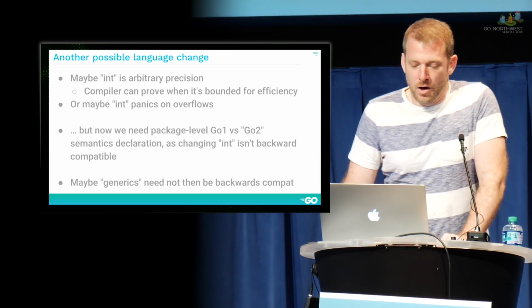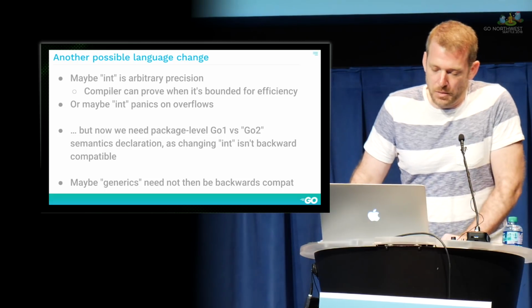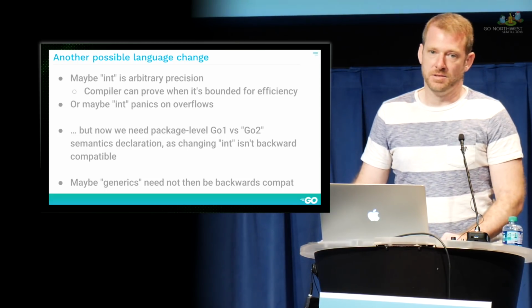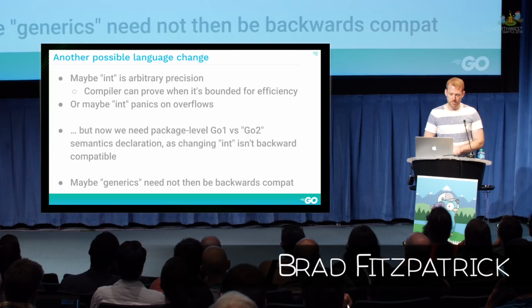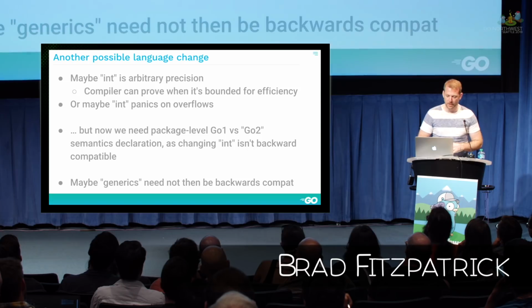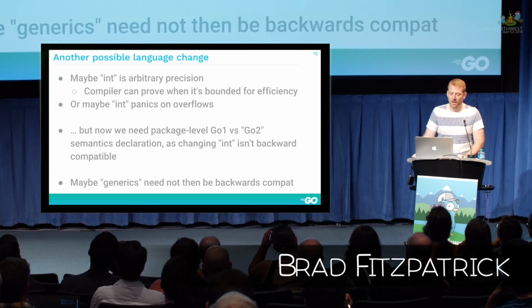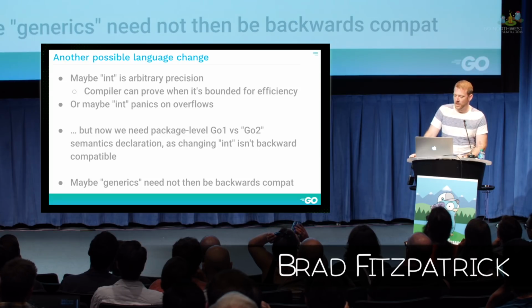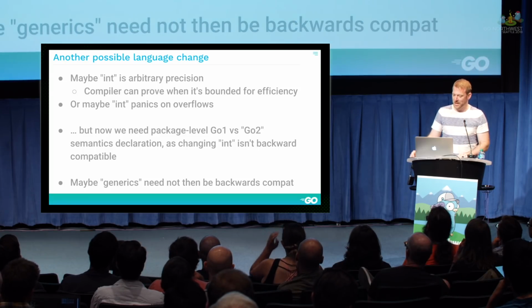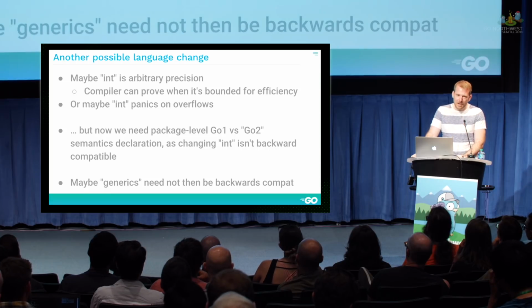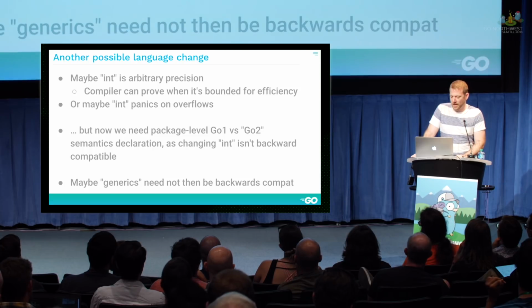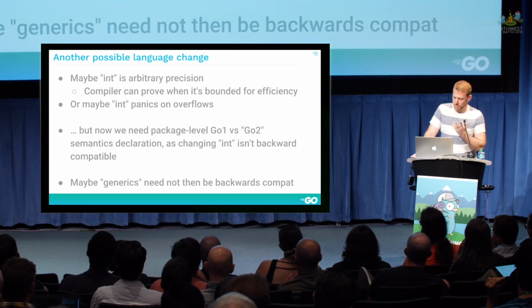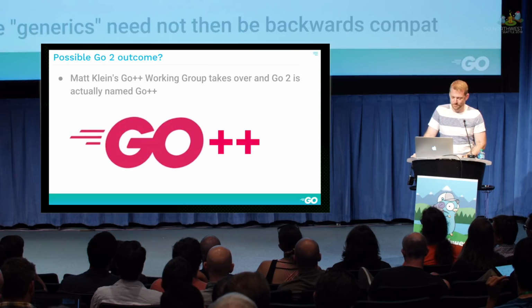Or we go even crazier and we do something like Rob's proposal to make int not overflow and to be an arbitrary precision number. But now you are breaking semantics of existing code. So now we need to annotate maybe at a package level, file level, I don't know, which semantics you want to opt into. No plan exists for this. But then maybe you could do something different with generics. Maybe you could do different syntax or something that doesn't need to be backwards compatible with Go 1 code.